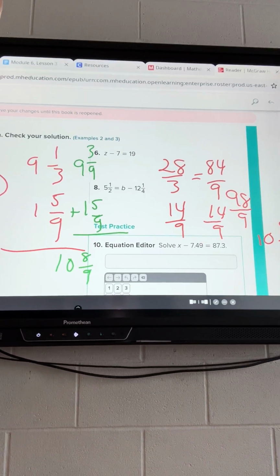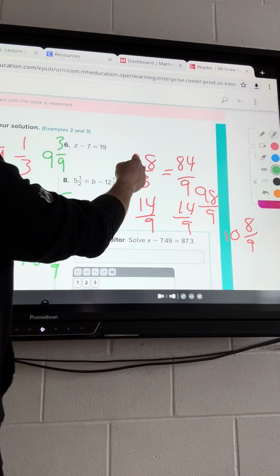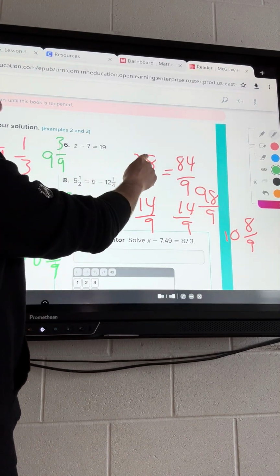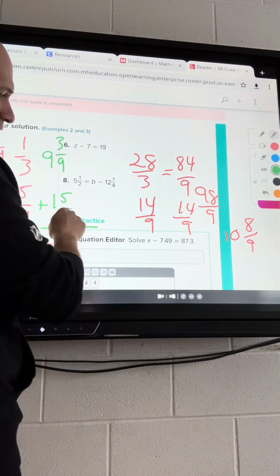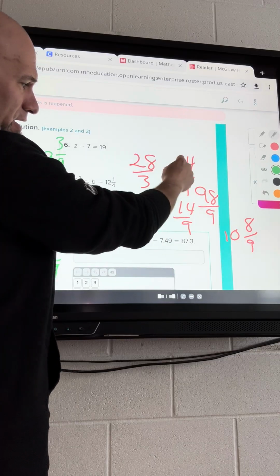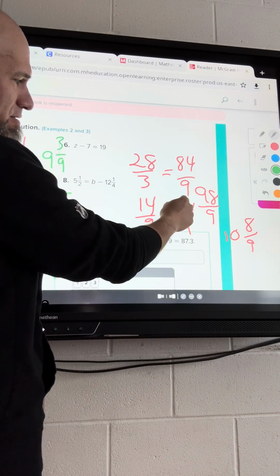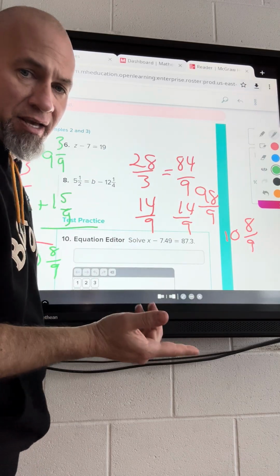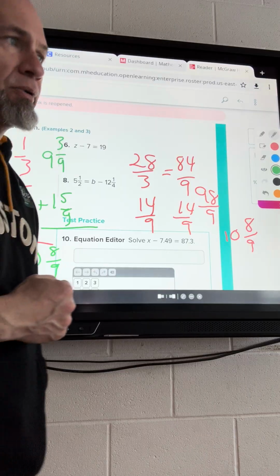And of course, I didn't show that work over here. This is the work that I did prior to that. I made 9 1/3, I changed it to 28 thirds, and then 1 5/9 I changed to 14/9, and then I converted them both to ninths, 84/9, 14/9, and then I added them to get 98/9. Okay? Alrighty. I will see you tomorrow.